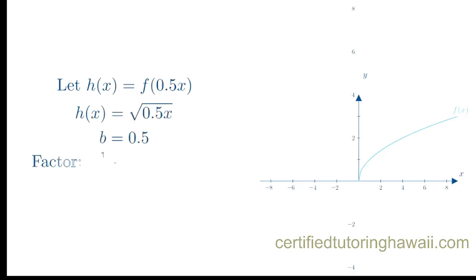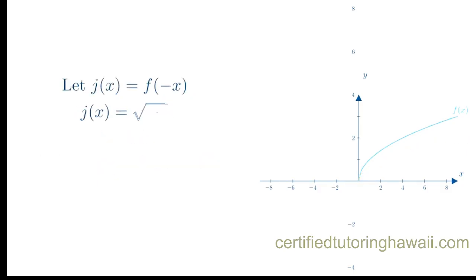Now let's look at h of x equals the square root of 1/2 x. Here, b equals 1/2. Since 1/2 is between 0 and 1, the graph will be stretched horizontally by a factor of 2. This time, every x-coordinate is multiplied by 2, causing the graph to expand away from the y-axis. It stretches horizontally.